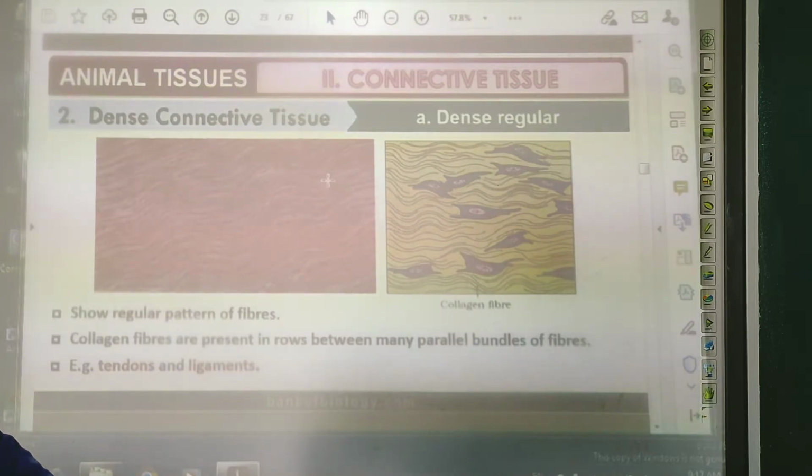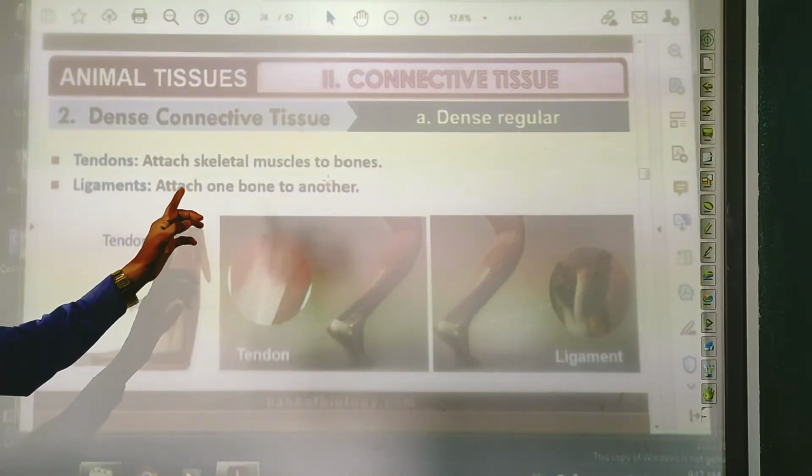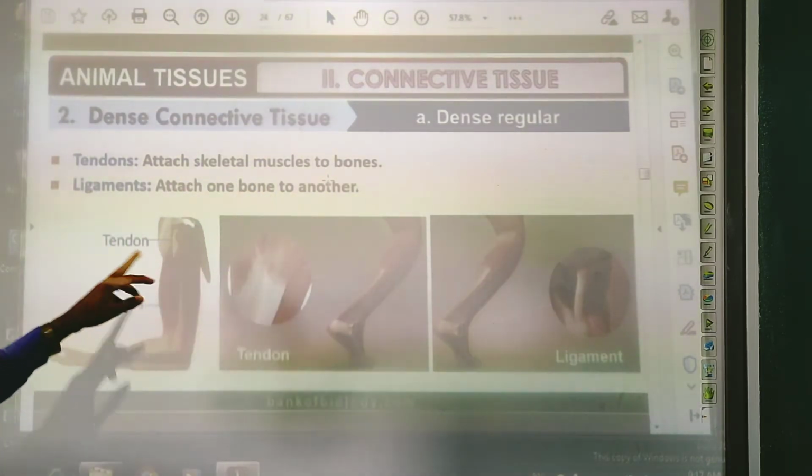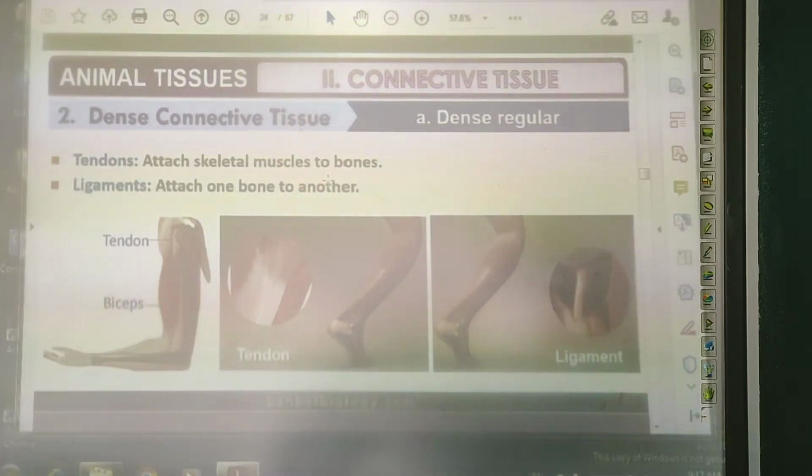We'll go quickly so we are not wasting our time. Next is the dense regular tissue: the tendons and ligaments. Tendons attach skeletal muscles to bones, and ligaments attach one bone to another. These are the tendons, this is the biceps and triceps. You are aware what is a tendon and what is a ligament.